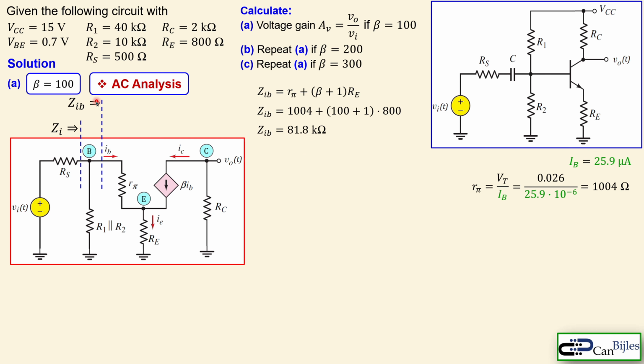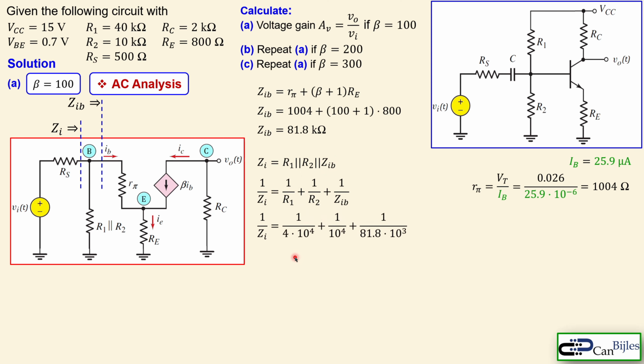In a similar case, we now know that this impedance here is in parallel with this resistance here, which is the parallel combination of R1 and R2. So we can move on and say ZI is equal to the parallel combination of these three parts, R1, R2, and ZIB. So I can write it down in this form: 1 over ZI is equal to 1 over R1 plus 1 over R2 plus 1 over ZIB. Now, if I substitute everything in here, we have 40K, 10K, and also the 81.8 kilo ohms for the ZIB. Now we can calculate the ZI as shown here, which is approximately 7.29 kilo ohms.